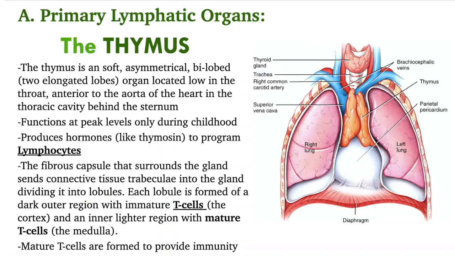So let's talk about the thymus. The thymus is bilobed, referring to two lobes. So this is a soft, uneven, asymmetrical bilobed organ located below the throat area. This is going to be anterior to the aorta of the heart, and it is in the chest region behind the sternum. It is larger and it does peak in childhood, so when the baby is in the womb developing and as an infant, it's going to be larger than it is in an adult. The thymus will produce hormones like thymosin. The primary function is to stimulate the production of T cells. Now the T cells, as you can see at the bottom here, basically are formed to provide immunity.